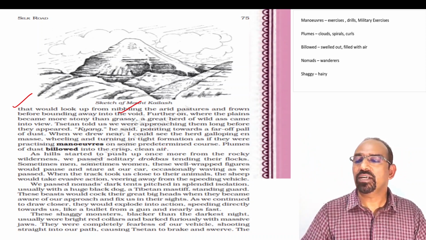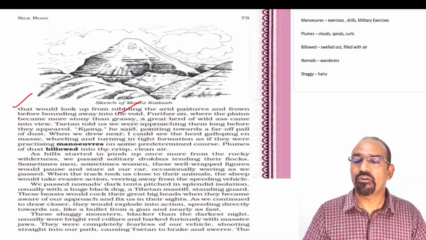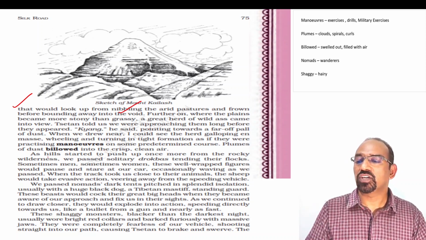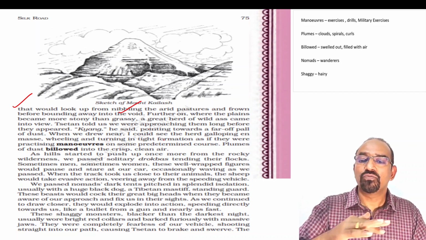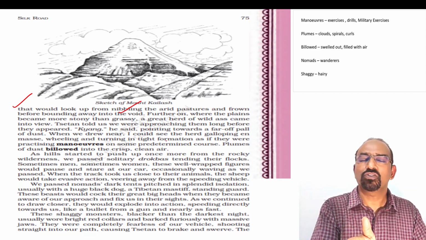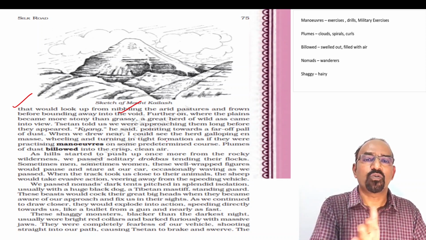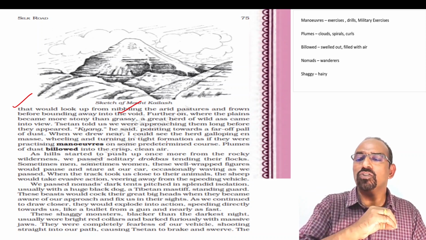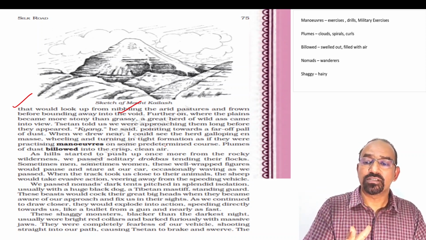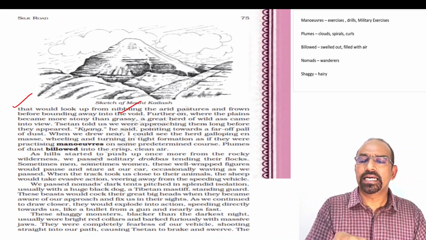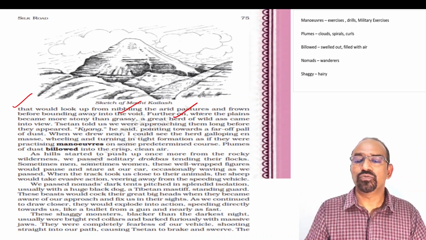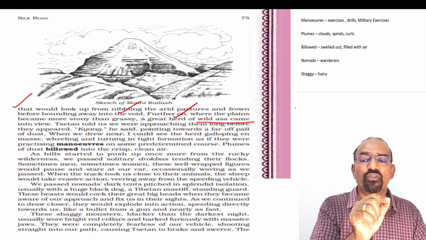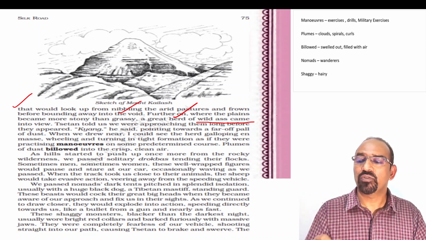Further on, where the plains became more stony than grassy, a great herd of wild ass came into view. Further, as they moved forward, the plains became more stony. The plain area was over. Then the path became more stony than grassy. Then they saw a great herd of wild ass come into view. The next thing they noticed was a herd of wild ass that came on their way.